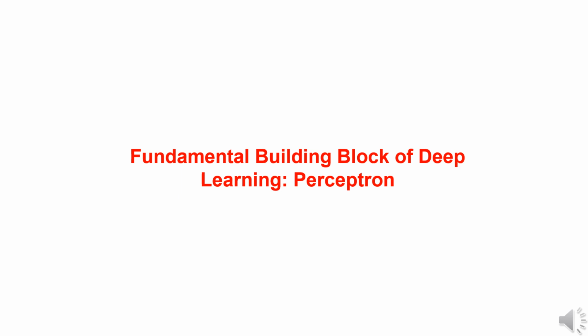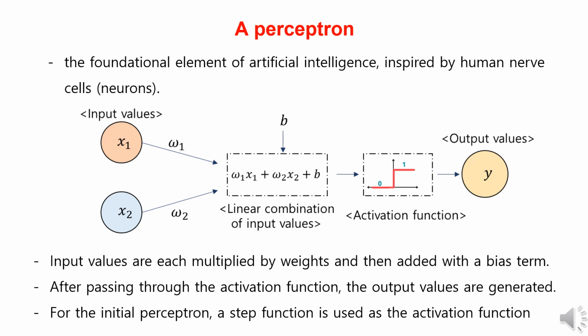In this video, we'll explore the perceptron, which is a fundamental building block of deep learning and essential for understanding the basics of deep learning. A perceptron is a basic building block of artificial intelligence, inspired by human nerve cells or neurons.